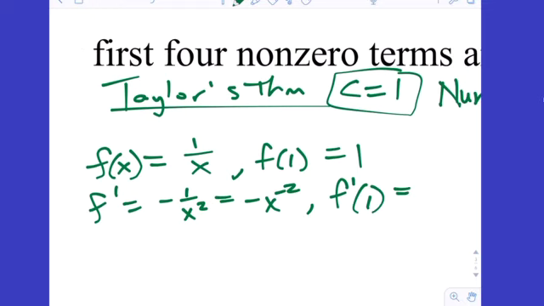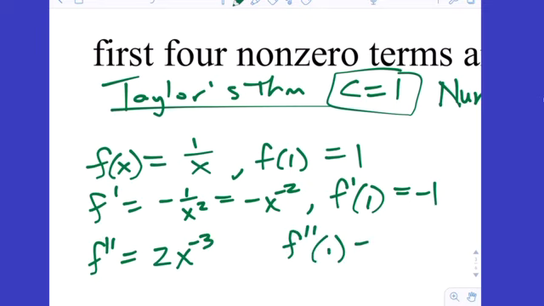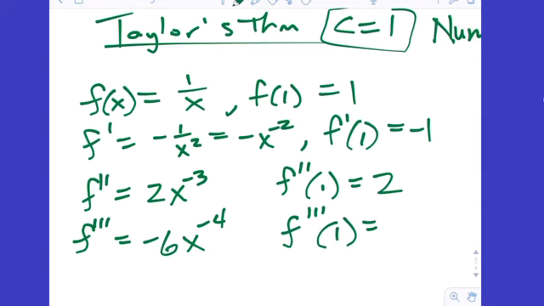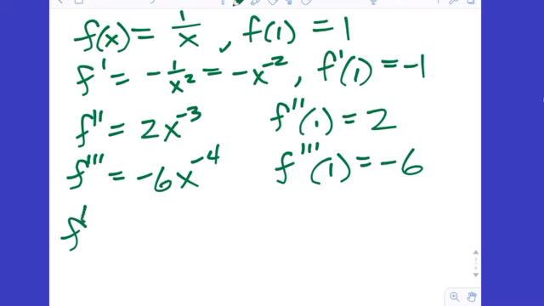F prime of 1 then is going to be negative 1. The second derivative in power form is 2x to the negative third. So f double prime of 1 is 2. I'm sorry, I'm taking the derivative, I'm already on the next line in my head. The third derivative is negative 6x to the negative fourth. Yeah, so we're getting a factorial pattern emerge, right? So that ends up being negative 6. And it's also alternating.